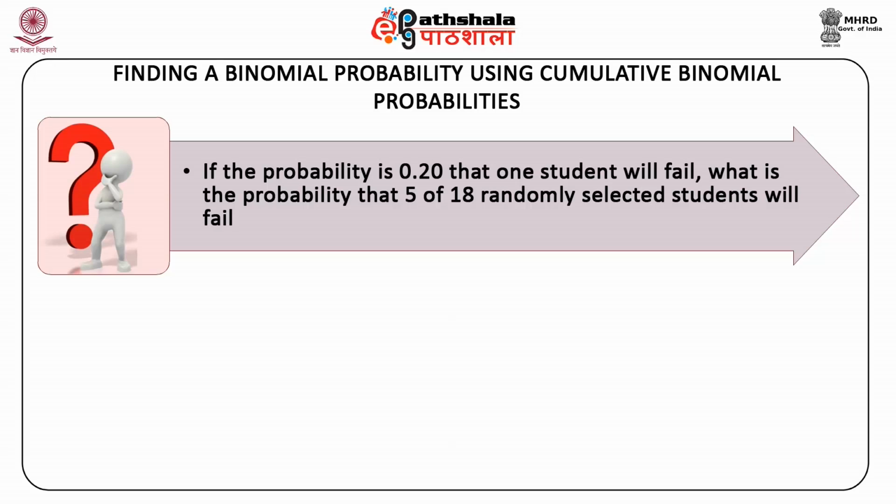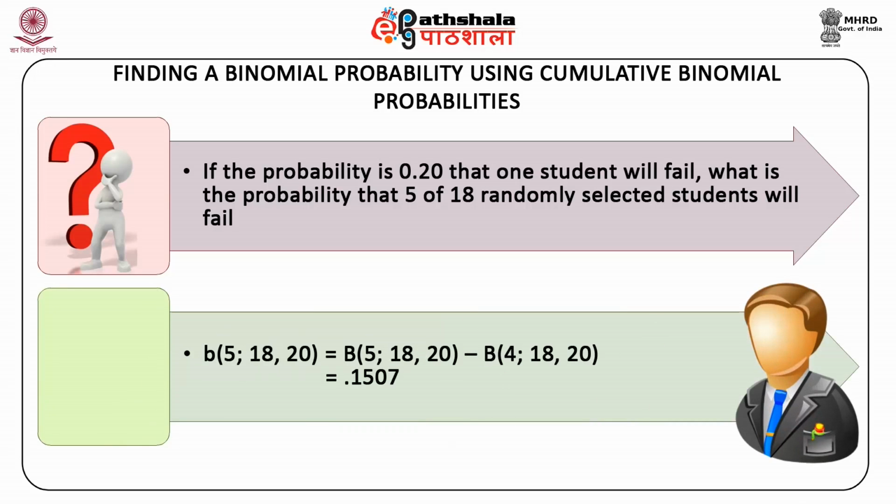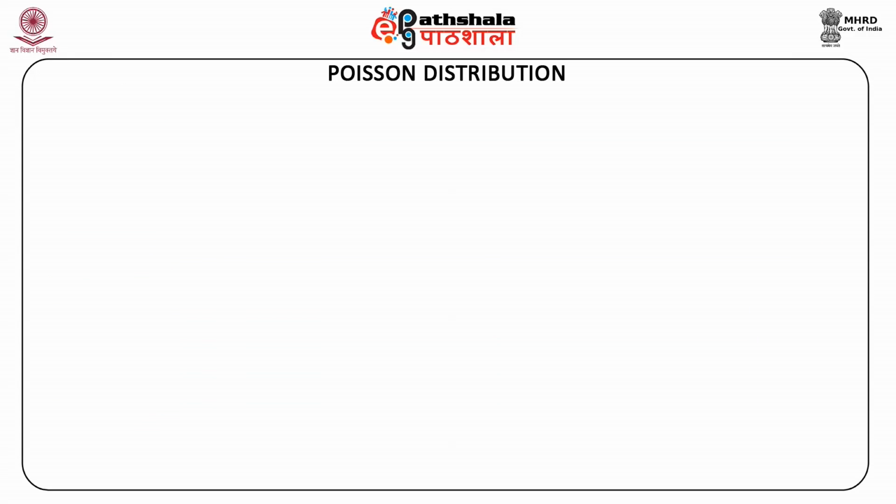What is the probability that 5 of 18 randomly selected students will fail? Using the relationship between binomial probability and cumulative probabilities, we get b(5; 18, 0.2) = B(5; 18, 0.2) - B(4; 18, 0.2), which is equal to 0.8671 minus 0.7164. These values are given by the table, which is further equal to 0.1507.